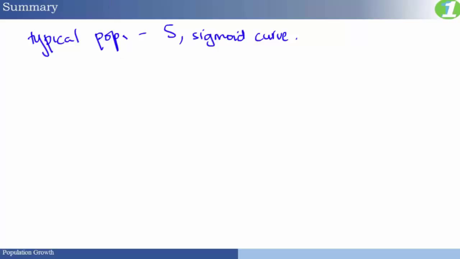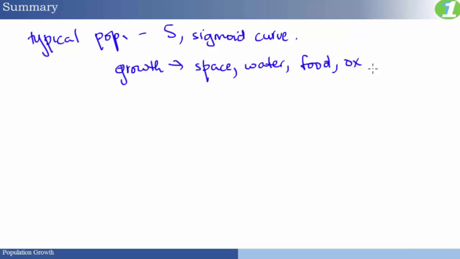And with that said, we've come to the end of our presentation, but before we go, let's do a quick summary. So the typical population has an S-shaped or sigmoid curve, and the factors or resources that affect the amount of individuals being present in the area, that is the factors that affect the growth, include space, water, food, oxygen, light, biotic factors like predators, symbiosis, etc., and you can name some more.